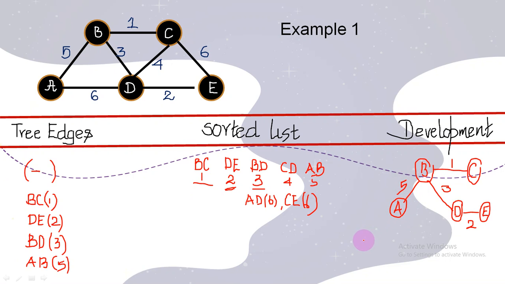Therefore, the minimum spanning tree weight is 1 plus 3 plus 2 plus 5, which is 11 units.